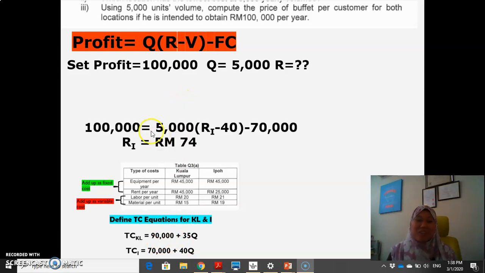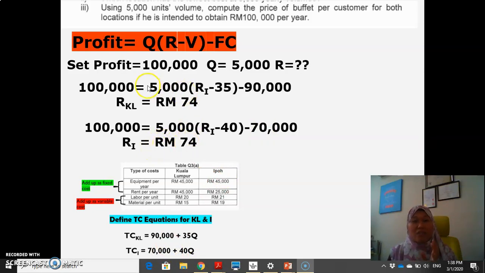Okay, we do for Ipoh first because it came up first. So for Ipoh, 100,000, 5,000 from here. This is what we need to find, R, for Ipoh. 40 is the variable cost, where it's from here. And then 70,000, where it's from here, the fixed cost. So you calculate the R and you get 74 ringgit.